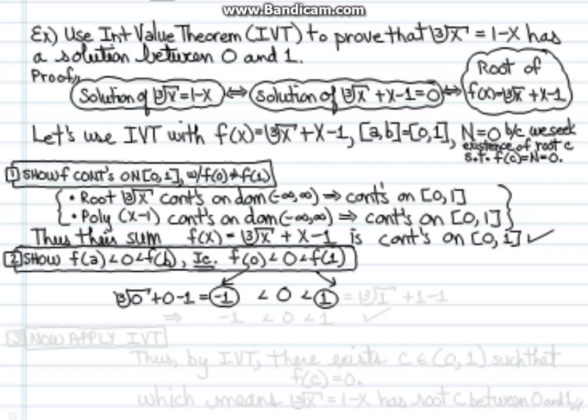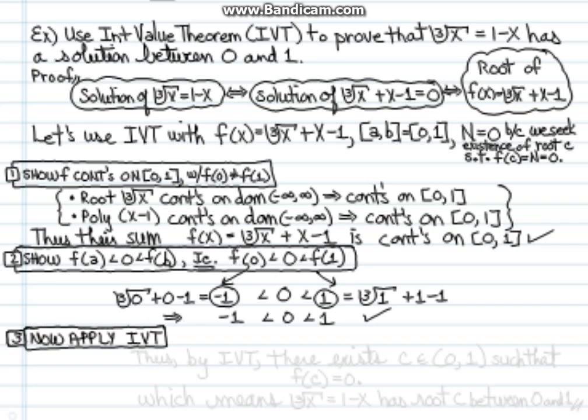Where did 1 come from? Well, 1 is what you get when you evaluate f at x equals 1. It's the cube root of 1 plus 1 minus 1. That's equal to 1. So here we see that negative 1 is less than 0 is less than 1. So we meet the second condition. So we're now allowed to do step 3. We're allowed to apply the intermediate value theorem since all the conditions were met.